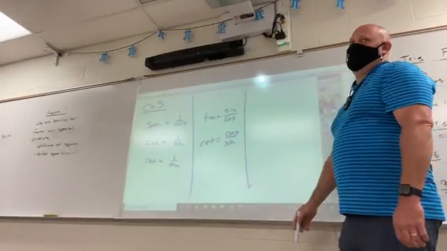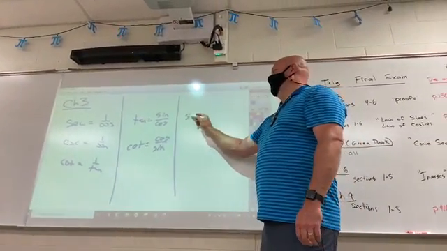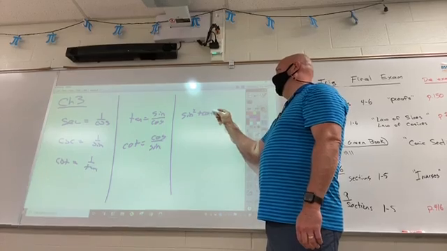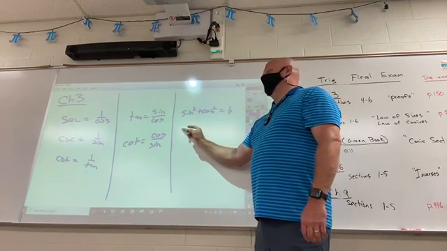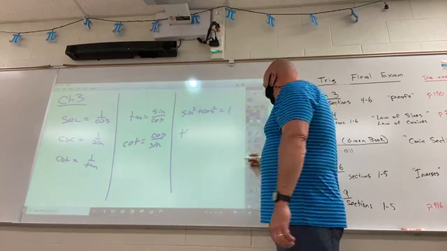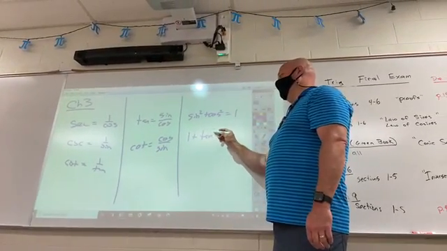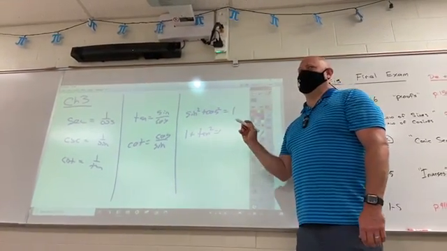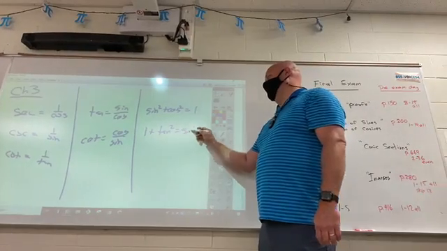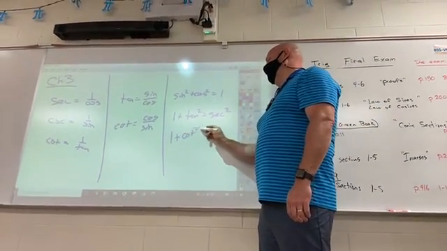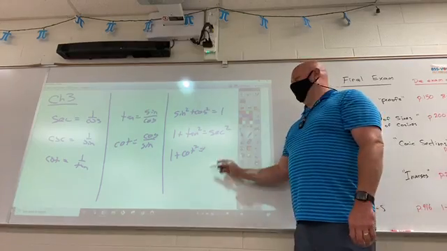All right, Pythagorean identities. Sine squared plus cosine squared equals 1. 1 plus tangent squared is equal to secant squared. And then 1 plus cotangent squared would equal cosecant squared.